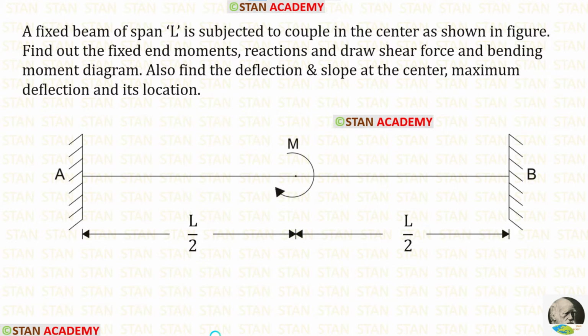Hello everyone. Today we are going to analyze a fixed beam when it carries a couple M in the center. In this analysis, we are going to find out the fixed end moments, reactions, and we are going to draw the shear force and bending moment diagrams. Also, we are going to find out the deflection and slope in the center and the maximum deflection and its location.